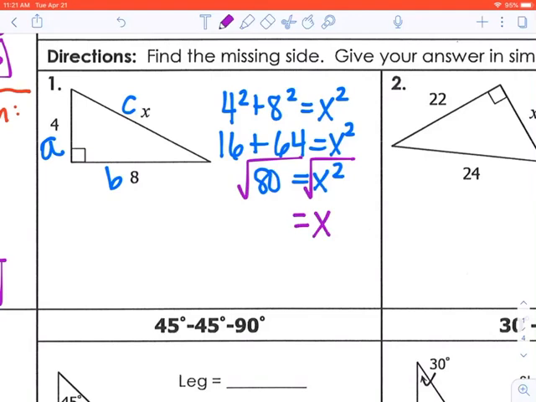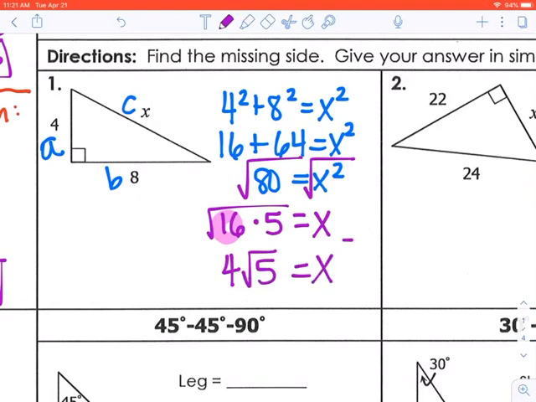Now, square root of 80, this is what I'm talking about. We need to simplify the radical. There's a perfect square in 80. It's going to be 16. 16 times 5 is what gives you 80. And we can take the square root of 16 here. The square root of 16 is going to be 4. So 4 rad 5, that's going to be the value of X. Okay. So that is using Pythagorean theorem.